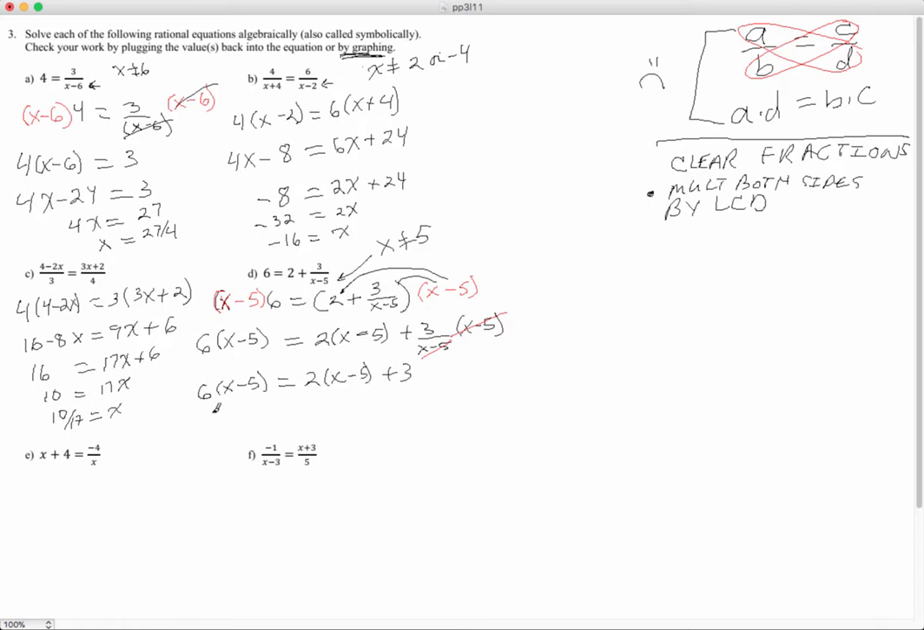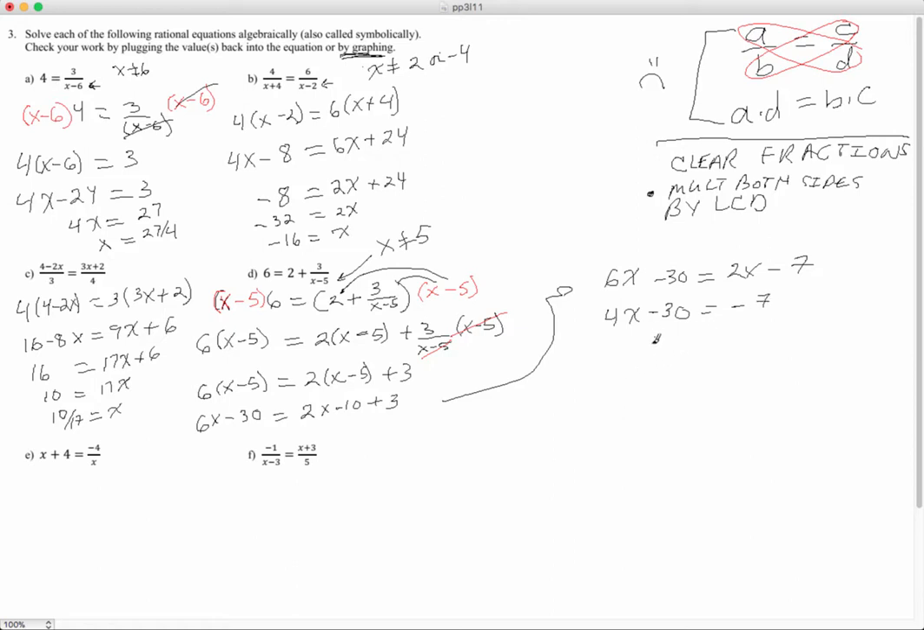All right, let's finally distribute those constants, and that's going to get me 6x minus 30 is equal to 2x minus 10 plus 3. Let's come over here because I'm running out of a bit of room. And so that's going to get me 6x minus 30 is equal to 2x minus 7. Okay, so now what? Well, let's get all the x's on one side. So I'm going to subtract 2x from both sides, and we're going to get 4x minus 30 is equal to negative 7.